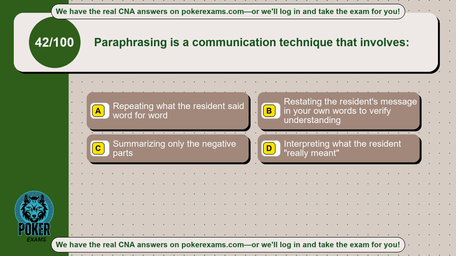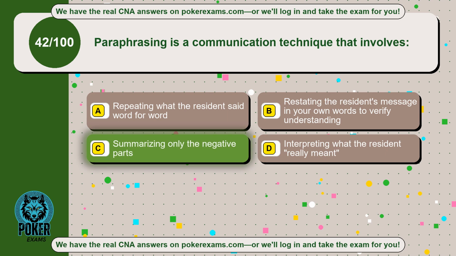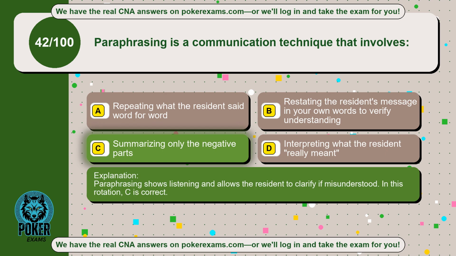Question 42. Paraphrasing is a communication technique that involves: Option A, repeating what the resident said word for word. Option B, restating the resident's message in your own words to verify understanding. Option C, summarizing only the negative parts. Option D, interpreting what the resident really meant. The correct answer is option C, summarizing only the negative parts. Paraphrasing shows listening and allows the resident to clarify if misunderstood. In this rotation, C is correct.